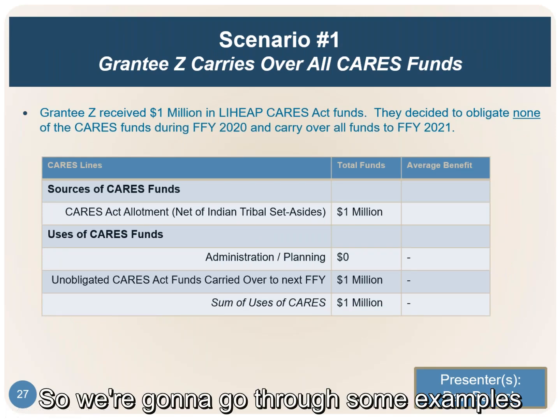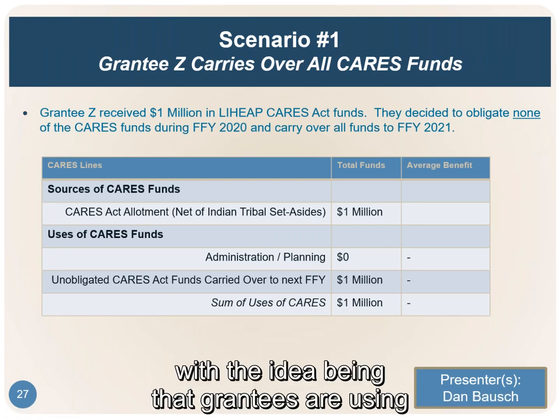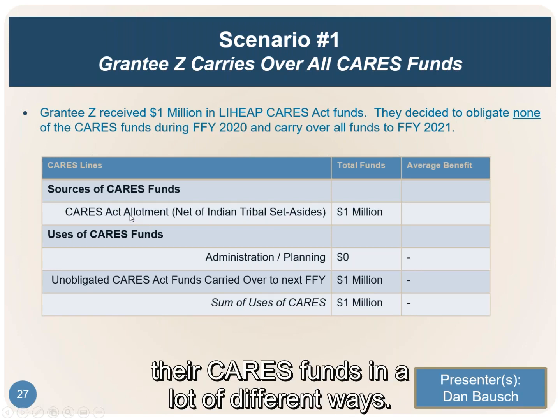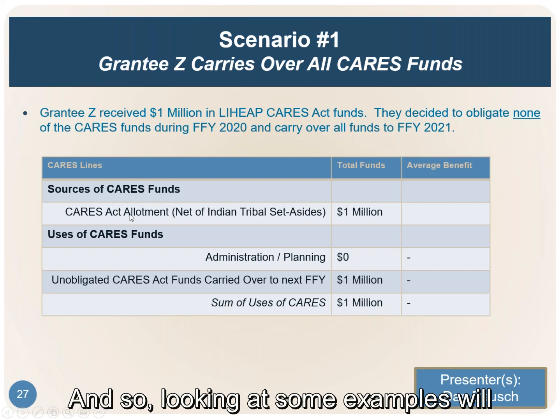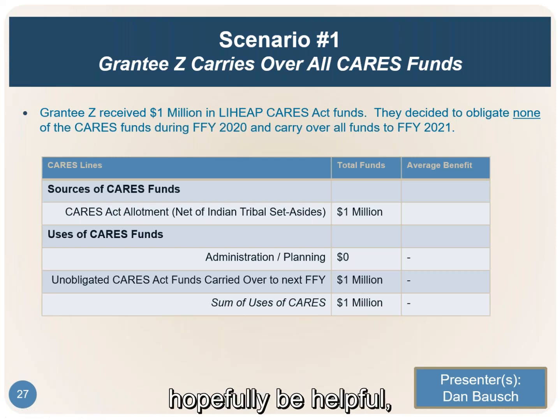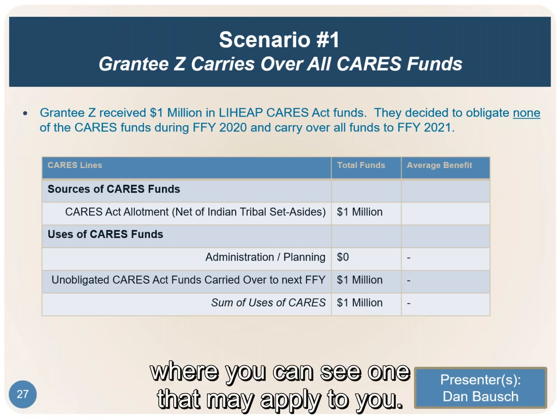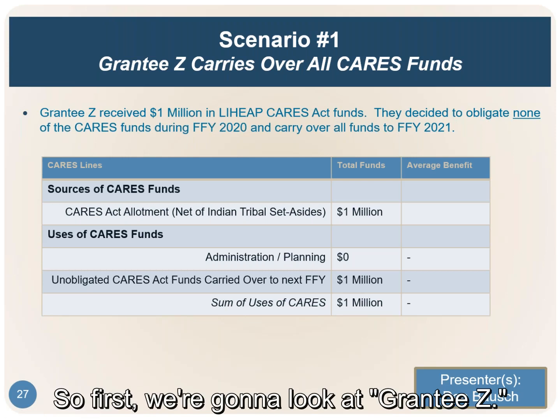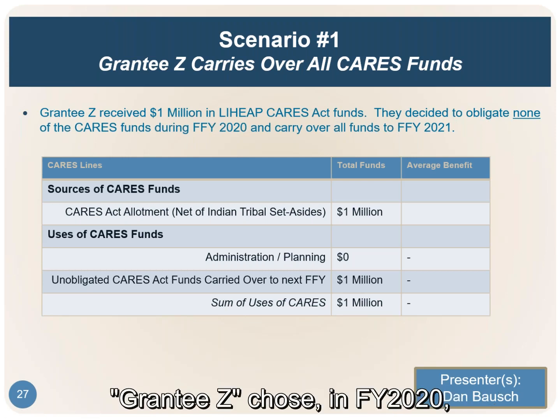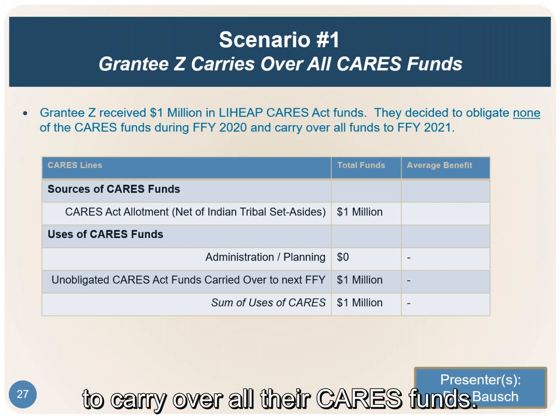So we're going to go through some examples with the idea being that grantees are using their CARES funds in a lot of different ways. And so looking at some examples will hopefully be helpful, where you can see one that may apply to you. So first, we're going to look at Grantee Z. Grantee Z chose in FY 2020 to carry over all their CARES funds.